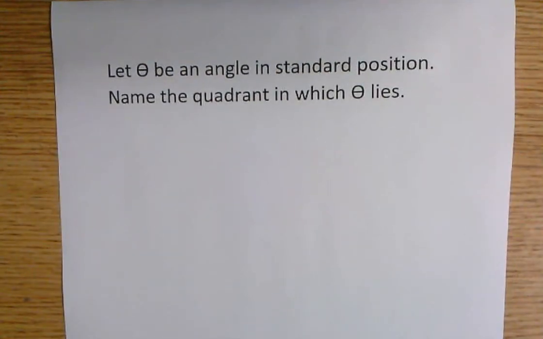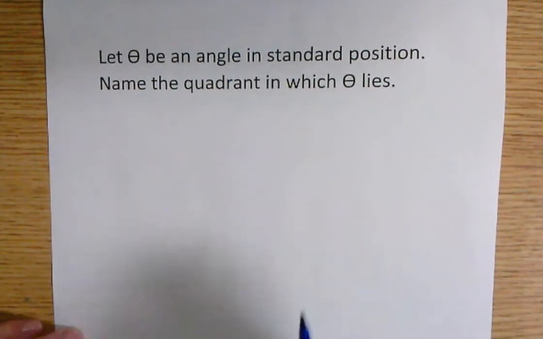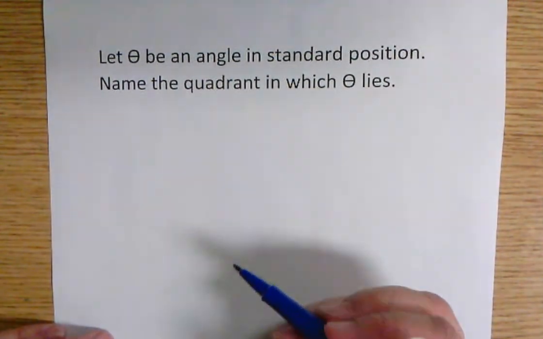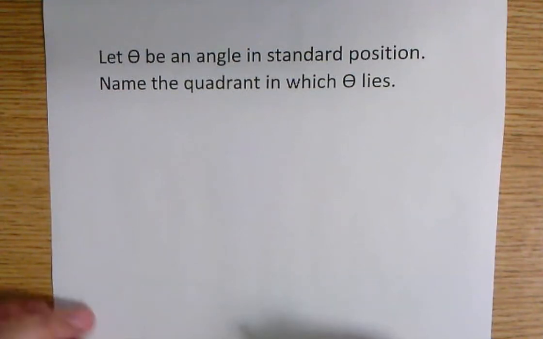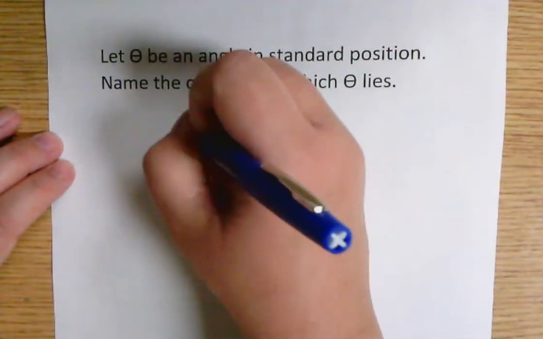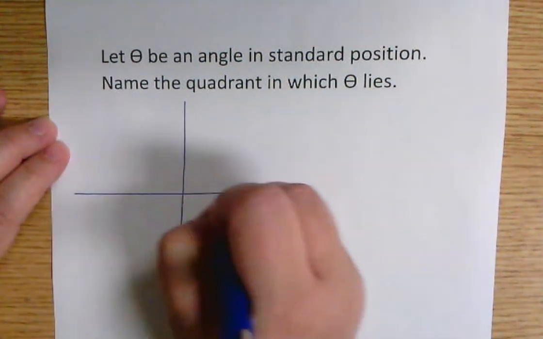Let theta be an angle in standard position. Name the quadrant in which theta lies. Okay, so what we're being asked to do here is to look at something that we very often use, but very often do not look at explicitly. So it's actually kind of nice that we're asked to do this explicitly because it gives us a second to stop and look directly at it, as opposed to looking at it in the context of doing something else. Okay, so we're going to think about what's going on in each of the quadrants.